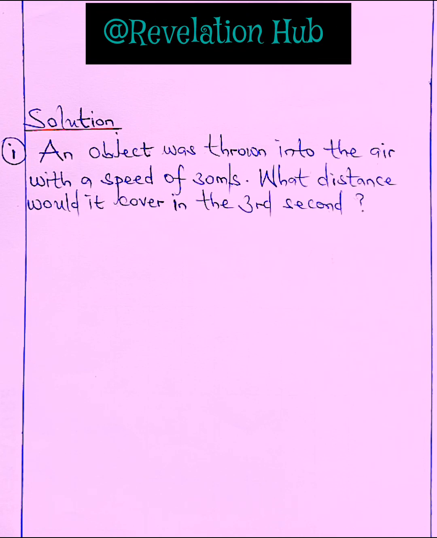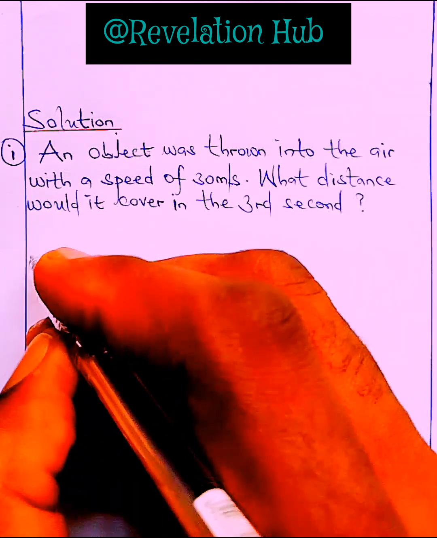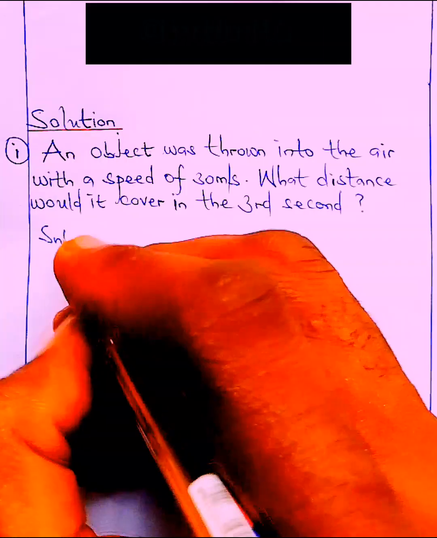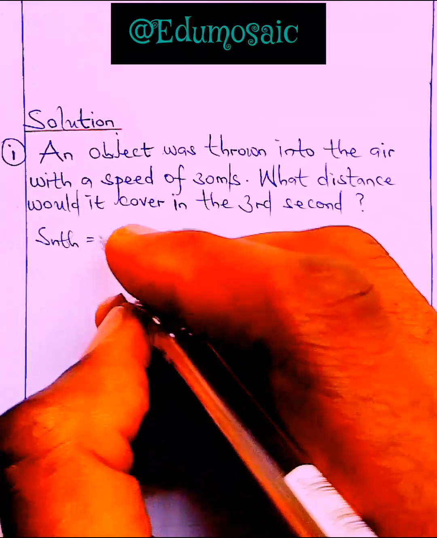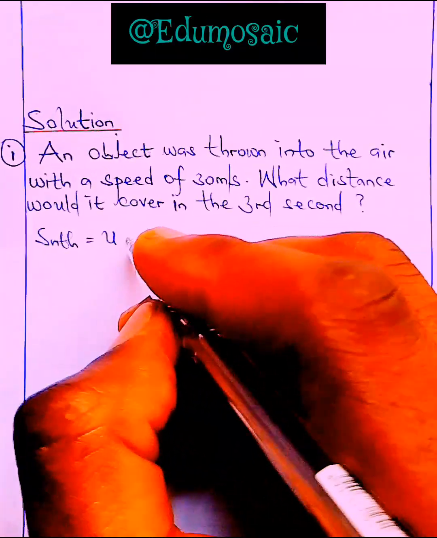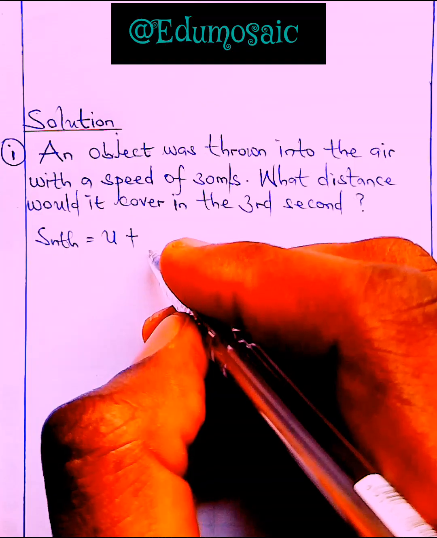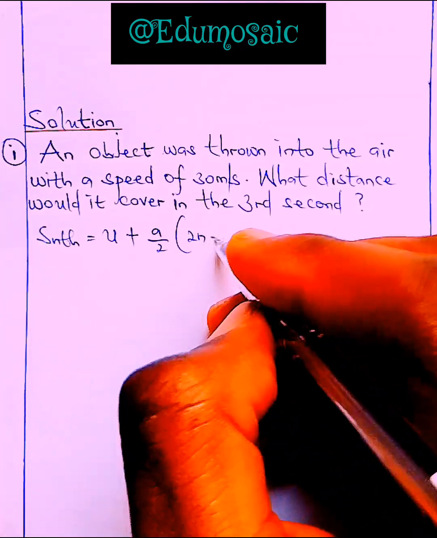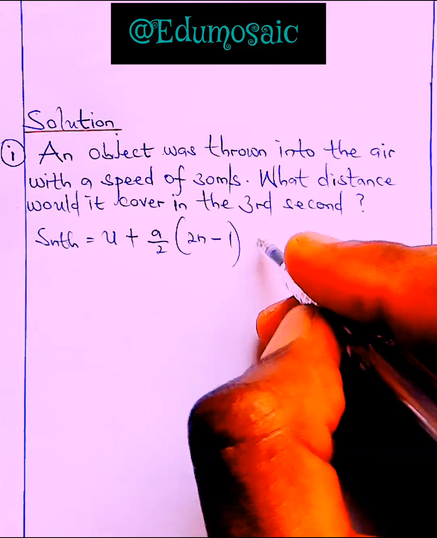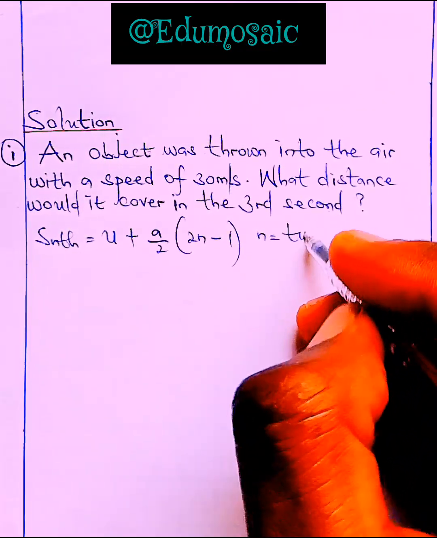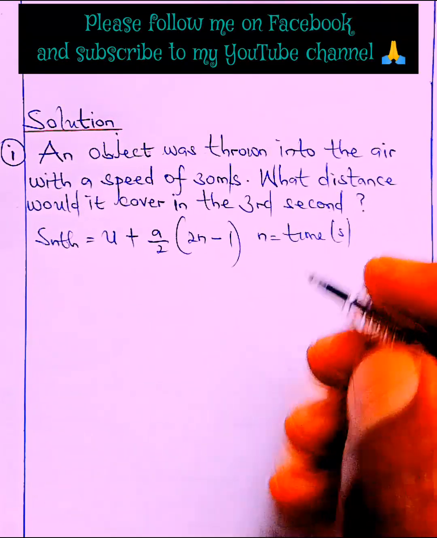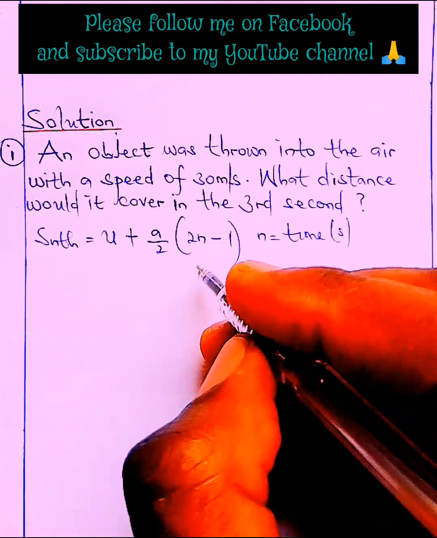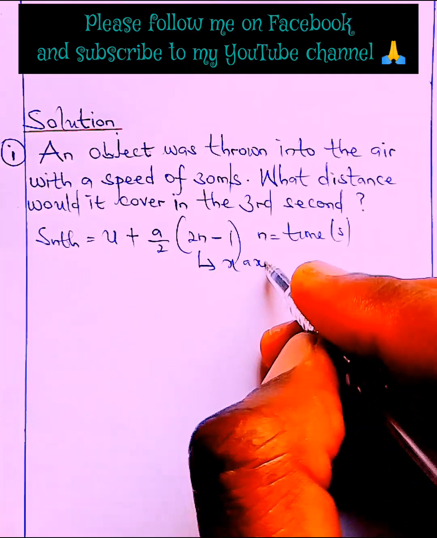Now, for bodies along x-axis, we are given a major formula. This was the formula we are given for distance traveled by bodies along x-axis. We said u, that's the initial velocity of the body, plus acceleration over 2, open your bracket, 2n minus 1. Now don't forget that the n represents time in seconds. That's what we said in our previous lesson. Now this is for bodies along x-axis.